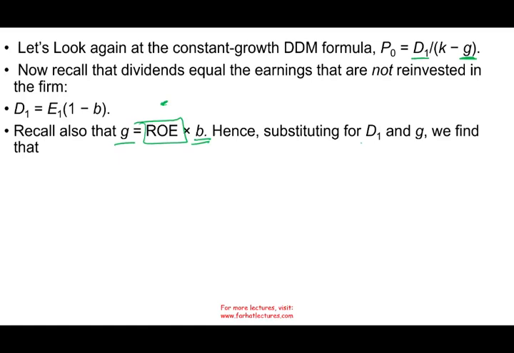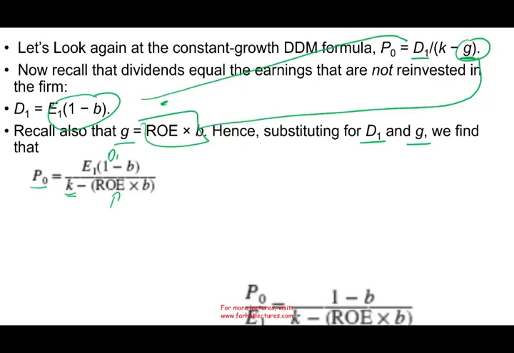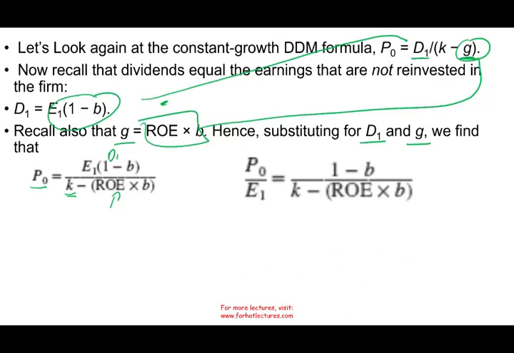Now we can substitute for D and G, because this is the formula for G. Let's see how things would look. Simply put, the price of a stock equals the future earning times 1 minus the plowback, which is D1, divided by K, the required rate of return, minus G, which is ROE times the plowback rate. Now we can manipulate this formula and we'll end up with the price earnings ratio equal to 1 minus the plowback ratio divided by K minus ROE times b.